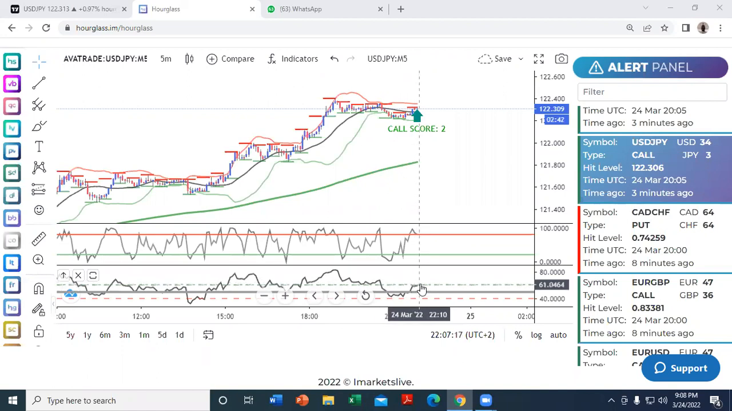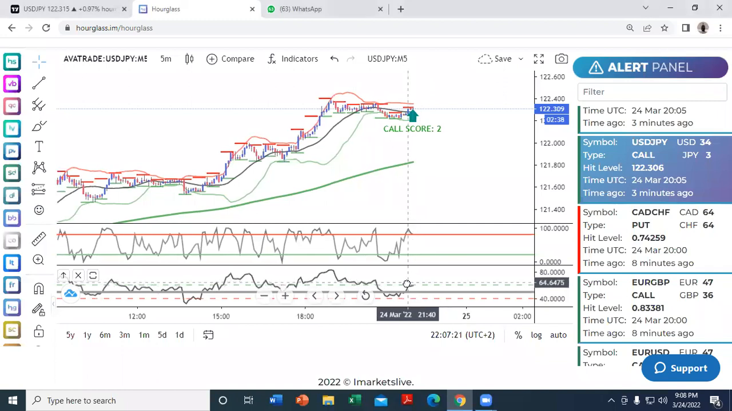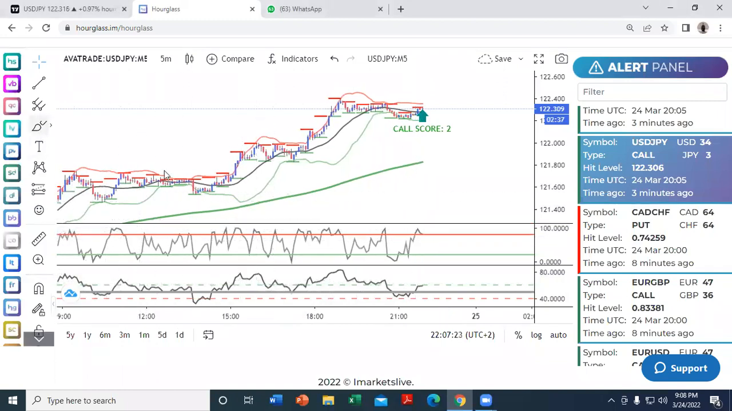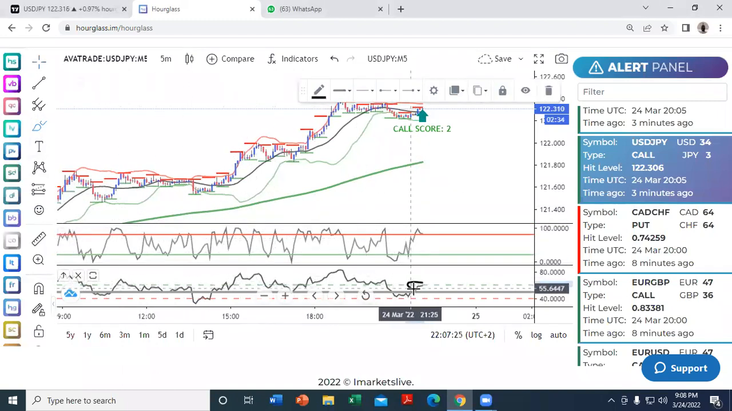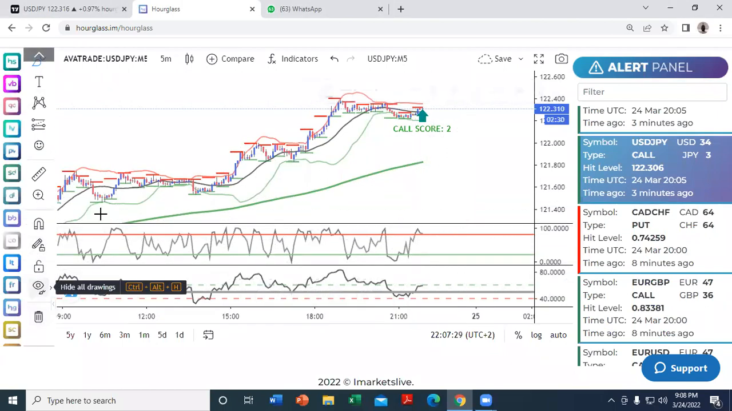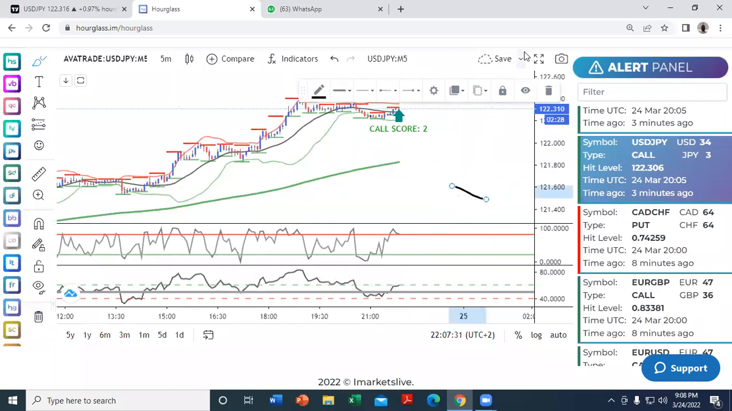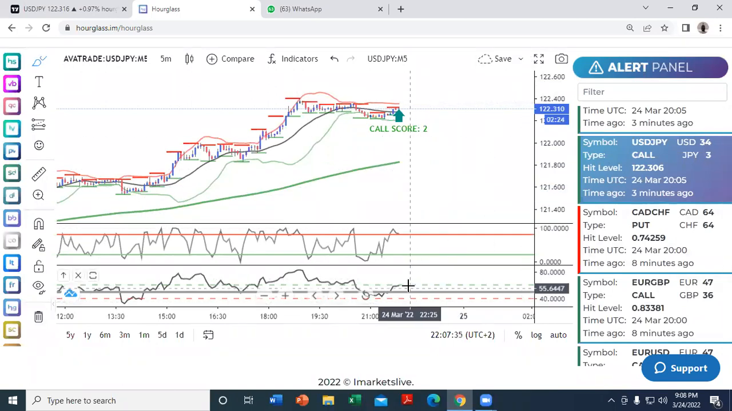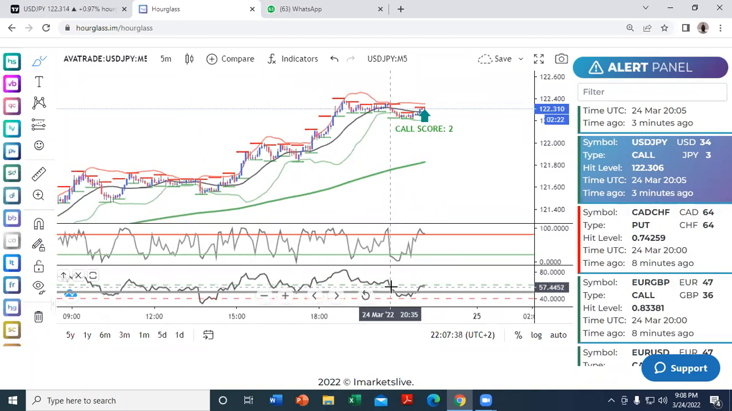Now, the RSI is above the 50. This is in a position for a buy. Our RSI is in position for a buy. You can see our RSI. That means it's in position for a buy. Now, I've got two confirmations. Currency strength is stronger, number one. RSI is in position, number two.